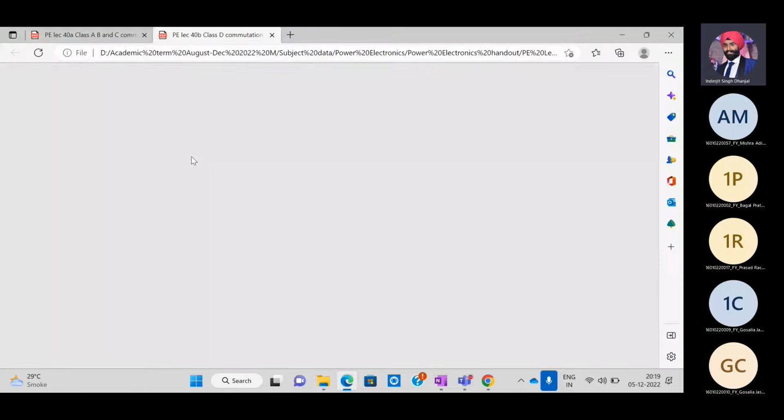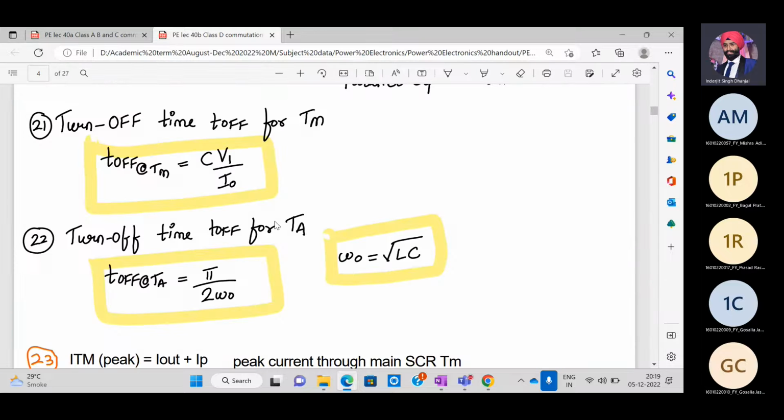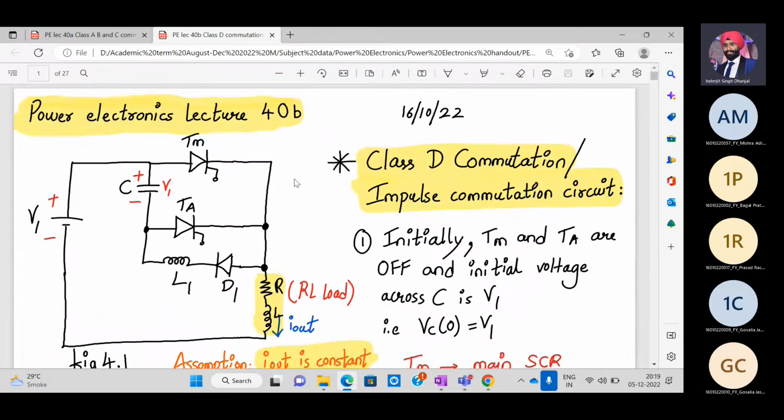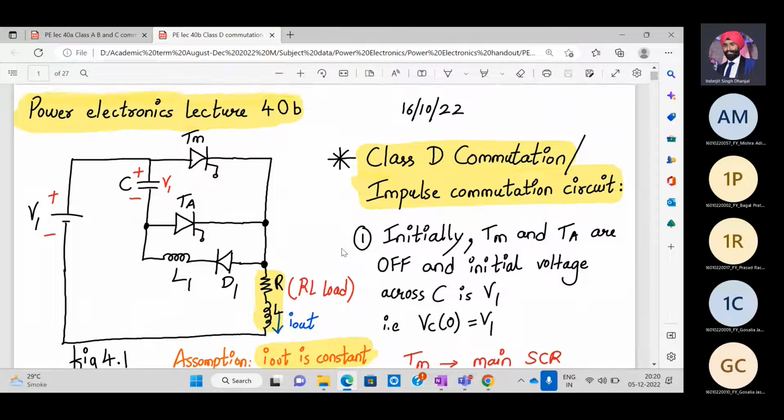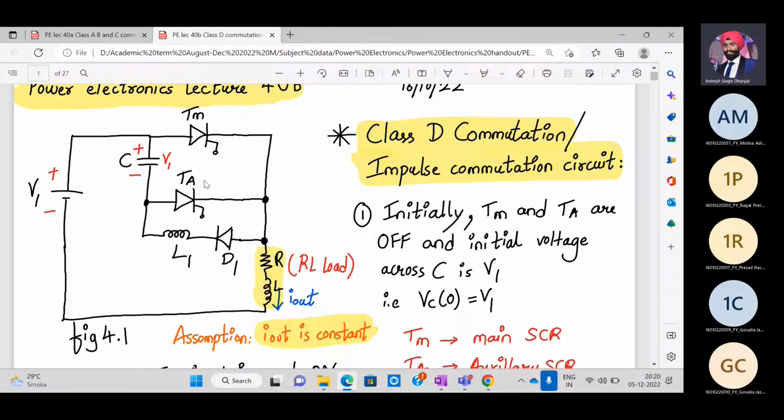We will discuss now class D commutation. Class D commutation is the last, then we'll solve two numericals and then we'll be done for the day. Okay, fine. Okay, this is class D commutation, or we call it an impulse commutation circuit. Later on, we'll see its other name is voltage commutation circuit also. So this is my class D commutation.